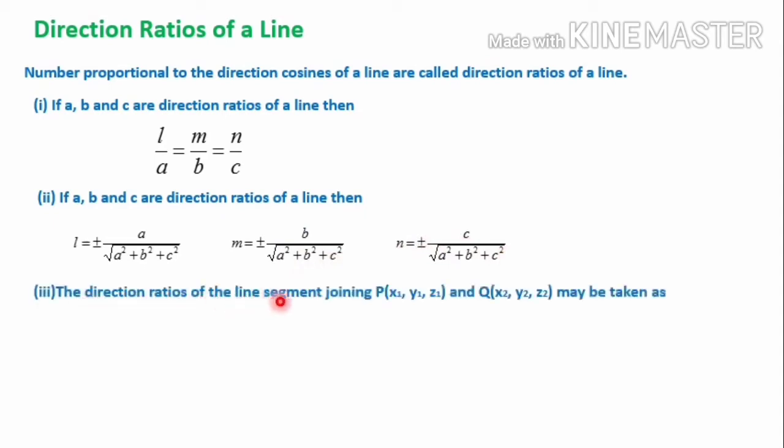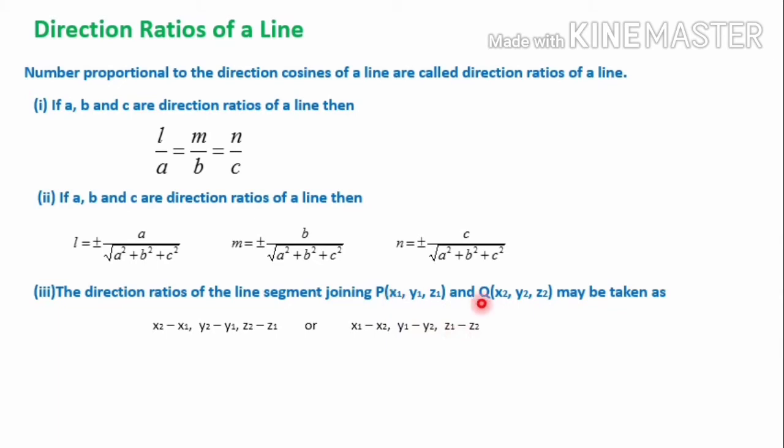The direction ratios of the line segment joining P(x1, y1, z1) and Q(x2, y2, z2) may be taken as follows. Here two points' coordinates are given, x1, y1, z1 and x2, y2, z2. You must clearly understand the formulas. When two points are given to you, how to calculate the direction ratios? It's quite simple. Just take the difference of their coordinates: x2 minus x1, y2 minus y1, z2 minus z1, or x1 minus x2, y1 minus y2, z1 minus z2.